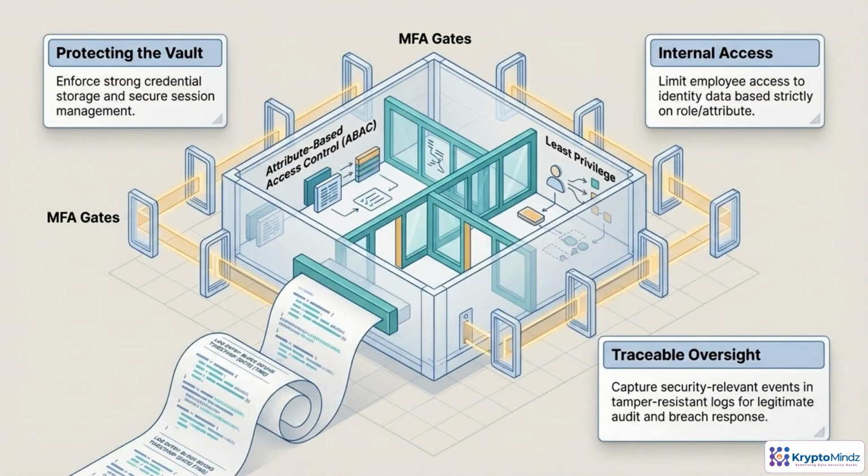Picture your identity system as a high-security vault. First, protect the vault itself. Store credentials with strong hashing, encrypt data in transit, and manage sessions tightly so stolen tokens are useless. Next, control internal movement with least privilege and attribute-based access control, so people only touch data that matches their role or context. Surround all of this with strong multi-factor authentication. And finally, log every meaningful action in tamper-resistant audit trails, so you can investigate incidents and prove what actually happened.